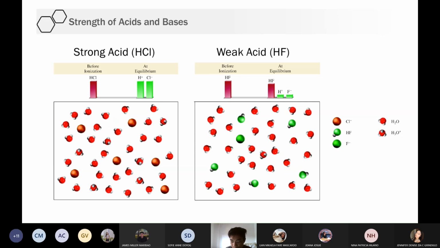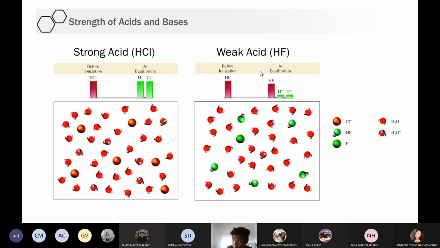Ito naman, this shows us the ionization of strong acid and weak acid, for example. Tignan nyo, pag strong acid yan, we have HCl lahat. Pagdating sa product side, ang na-produce ay H plus and yung Cl minus. Virtually, wala tayong HCl, kasi full dissociation yan. Lahat ng HCl mako-convert into ions.